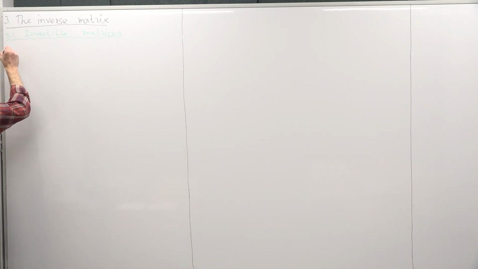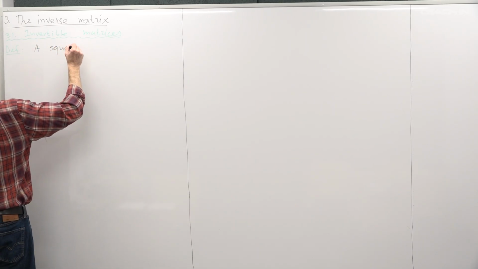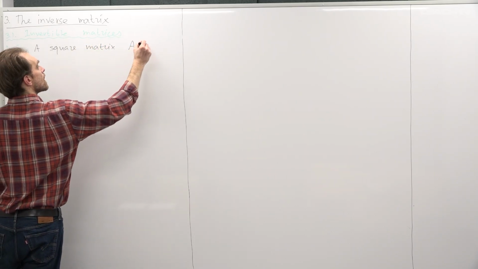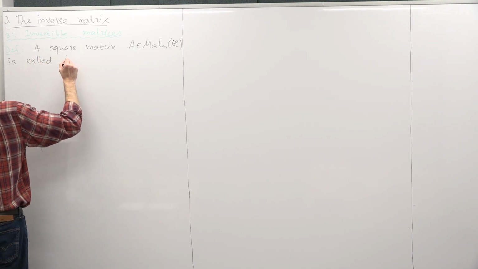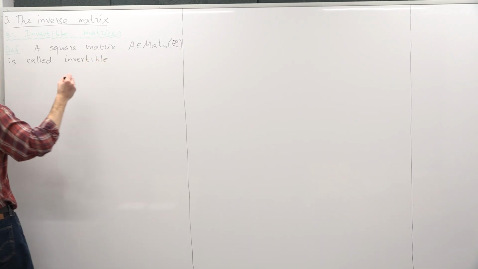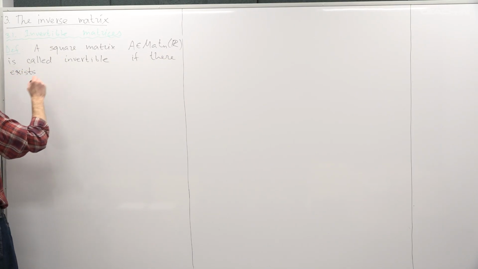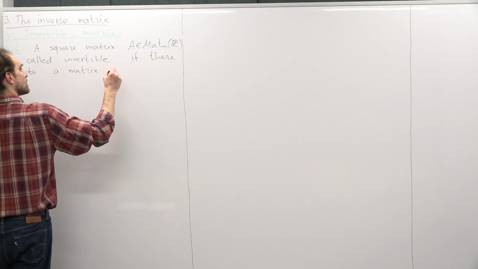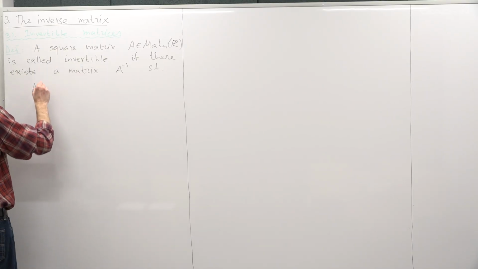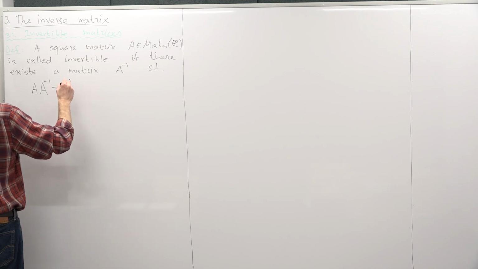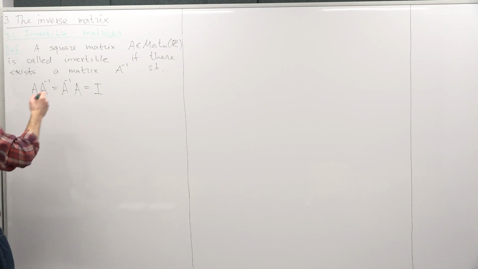So we're going to start with the definition. A square matrix A is called invertible if there exists a matrix A to the minus 1 such that A multiplied by A to the minus 1 equals A to the minus 1 multiplied by A equals the identity. So in this case our matrix is called invertible.